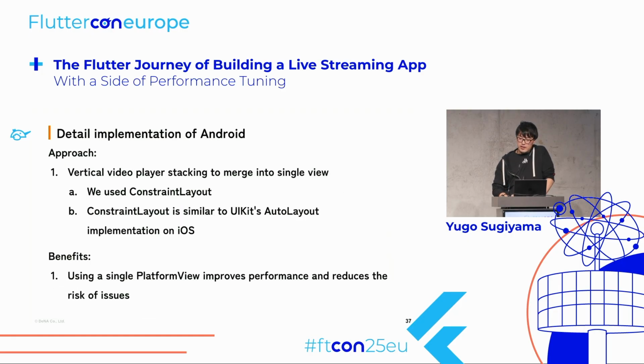Here, I'll briefly introduce the Android implementation. Our approach was to stack the player views vertically and merge them into a single view. Specifically, we used ConstraintLayout. Since ConstraintLayout is similar to Auto Layout on iOS, I think iOS engineers can easily imagine how it works. The benefit of this method is that by combining everything into a single platform view, we can improve performance and also reduce the risk of bugs.